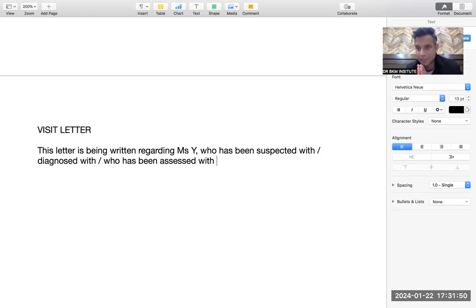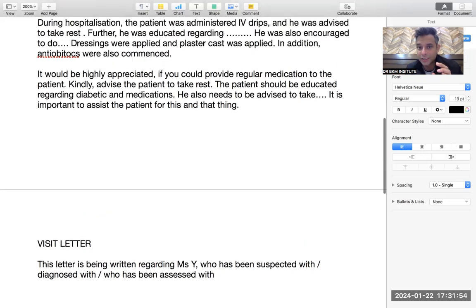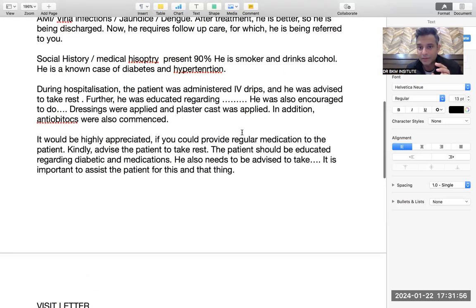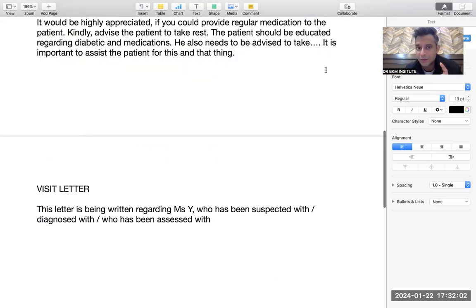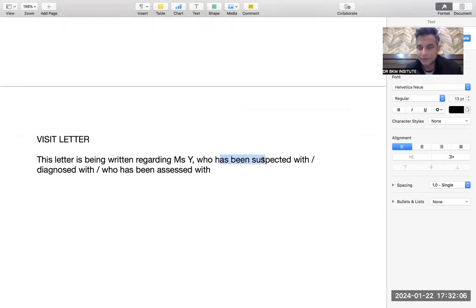So this letter is being written regarding Mrs. Y, who has been... Now, what is the difference in the grammar? Now you will understand the grammar as well. When it was past, was plus third form. That is the only grammar you should know. When it is present, has been plus third form. That's the only grammar you should know.